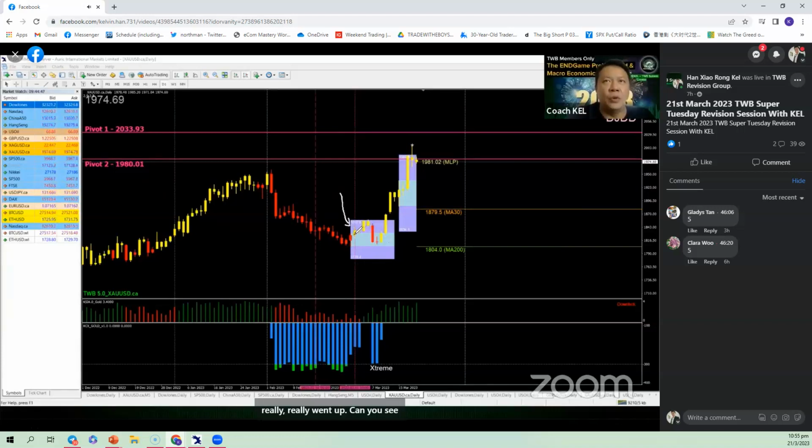And after that, the gold really went up. Can you see that? The gold really went up. Now you notice, how come here there's no KCX? Because the last KCX belongs to this one.